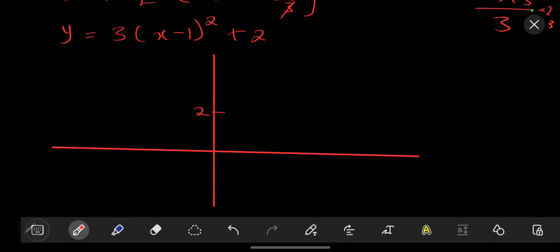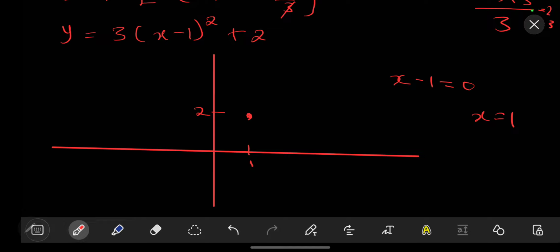Then looking at x, to find the turning point for x, we are just going to have a 3. Where is the 3? So we have x minus 1. We are going to equate it to 0. So this is the turning point. So x should be equal to 1. So the turning point is at positive 1, comma, 2 there. So we have this point.